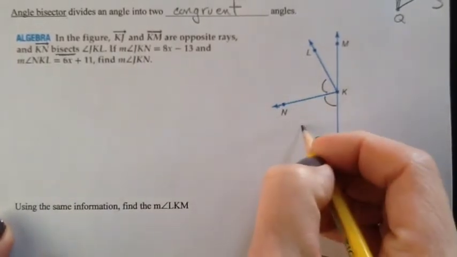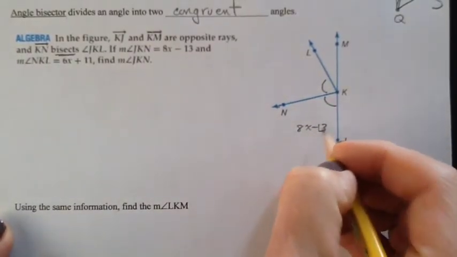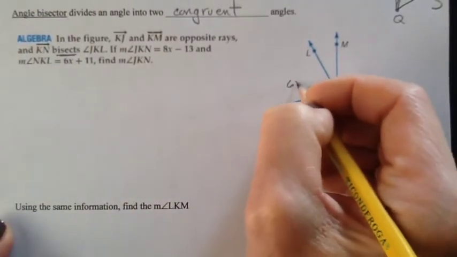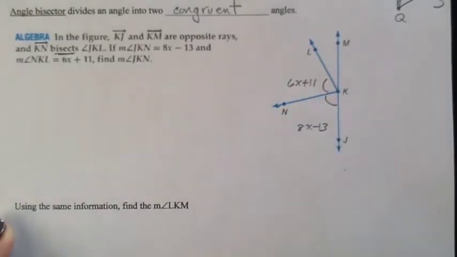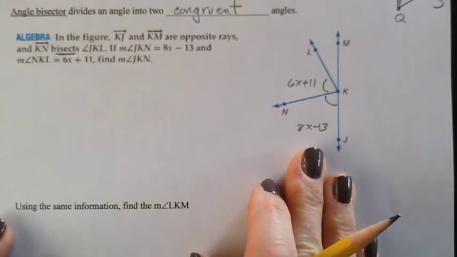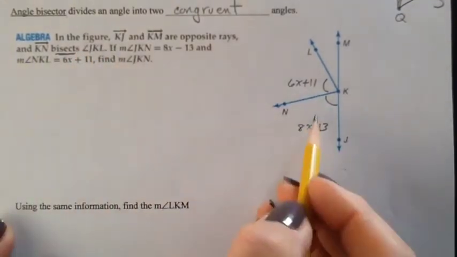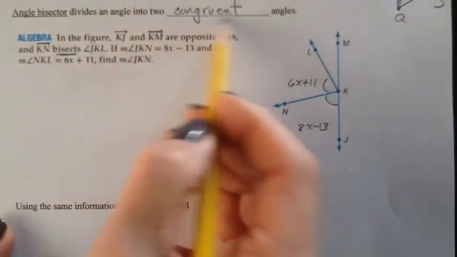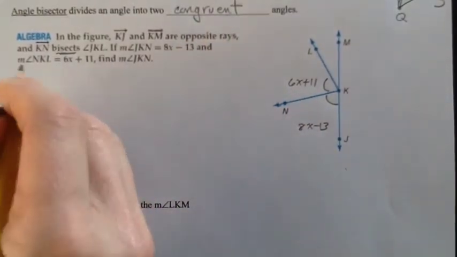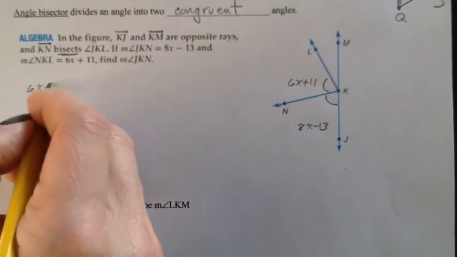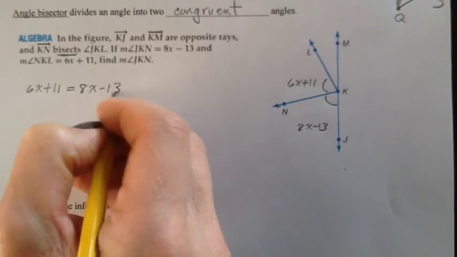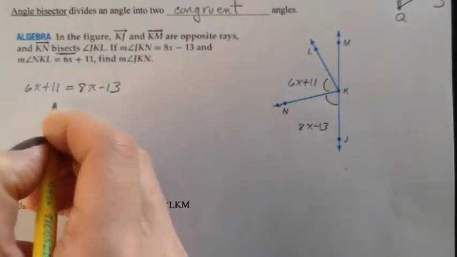Okay, JKN equals 8x minus 13, and NKL equals 6x plus 11. So we take a little time, write tick marks and information in our picture. Again, it's a bisector, and we know by the definition that it creates congruent angles, therefore angles equal in measure. Okay, so we know that 6x plus 11 equals 8x minus 13. We can go ahead and solve this.